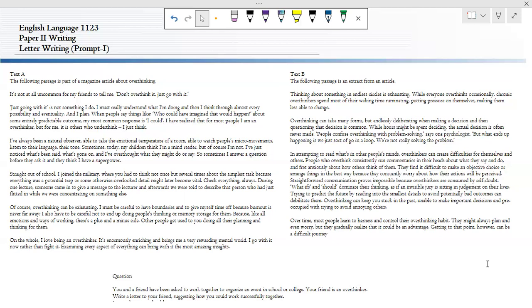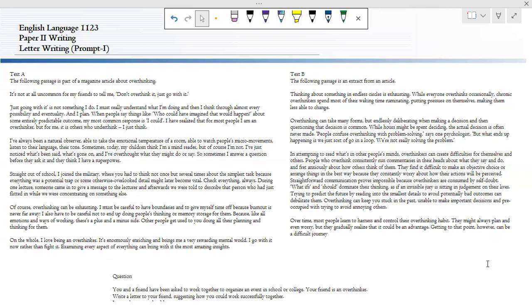People who overthink constantly run commentaries in their heads about what they say or do and fret anxiously about how others think of them. They find it difficult to make an objective choice or arrange things in the best way because they constantly worry about how their action will be perceived. Straightforward communication proves impossible because overthinkers are consumed by self-doubt, what ifs, and shoulds dominate their thinking as if an invisible jury is sitting in judgment on their lives.